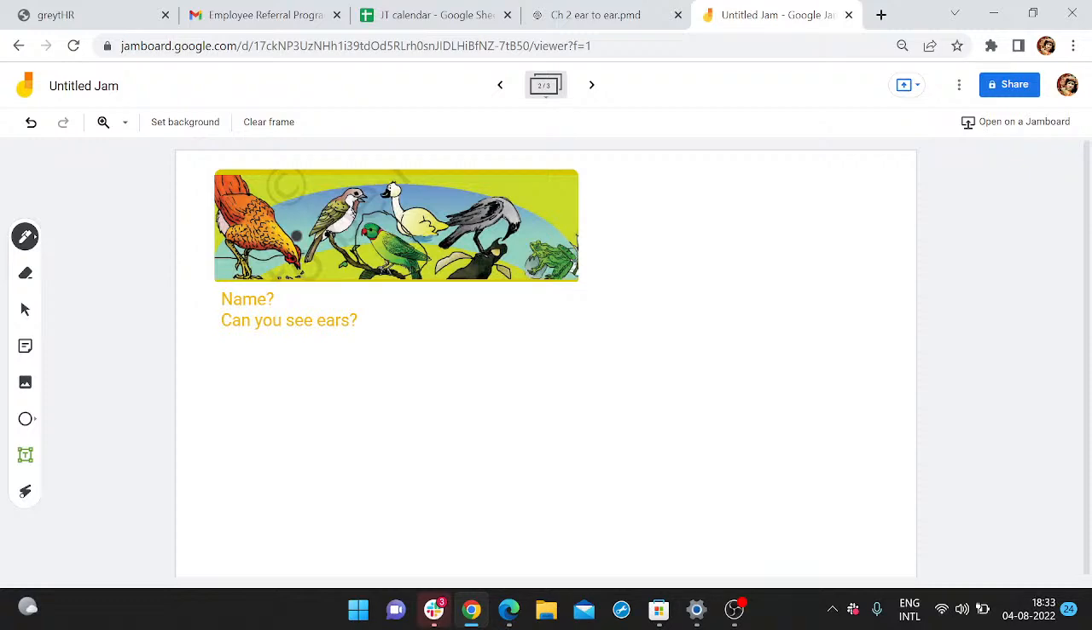Yes, so I know and I believe that most of you are pronouncing or speaking the correct sound of a crow. So, this is the interesting fact that all of them can hear but they do not have ears to be seen. Okay, so this is the thing. Let's move on to the next page.